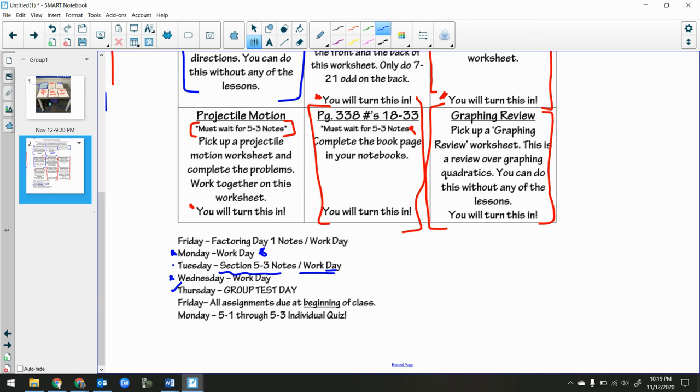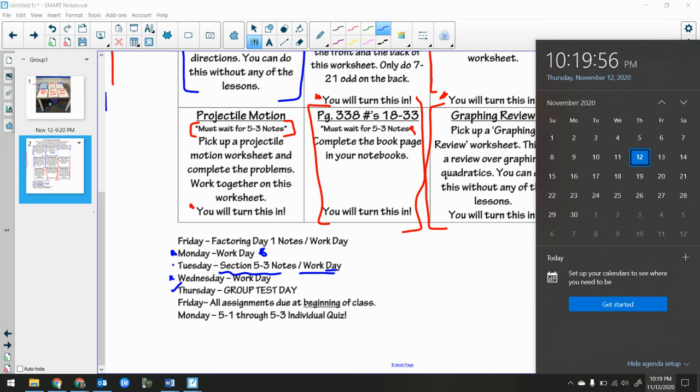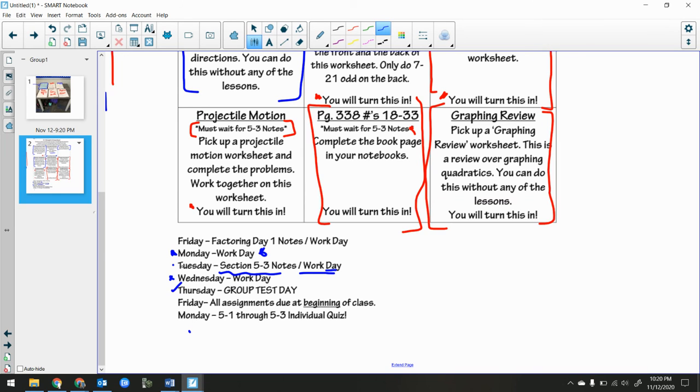Thursday, that's going to be a fun day. We're going to be doing a group test. I will post more about that before Thursday. Friday, all assignments are due at the beginning of class. We're going to treat that Friday like a review day, and then the sections 5.1 to 5.3 individual quiz is going to be Monday, Monday the 23rd, the Monday right before Thanksgiving. Okay, so that's the layout of the next couple of days.